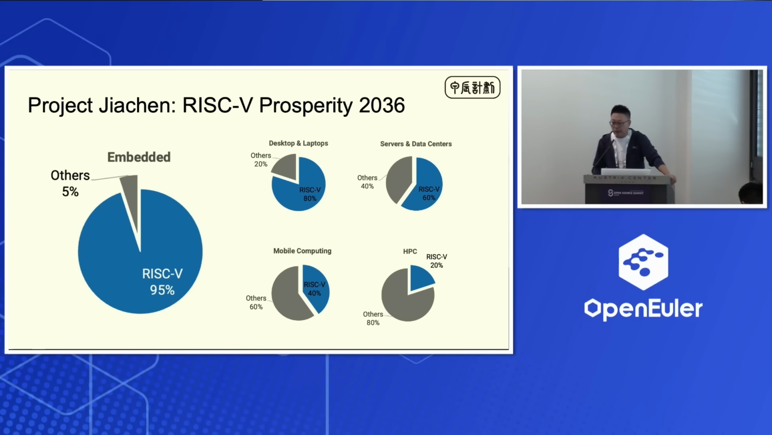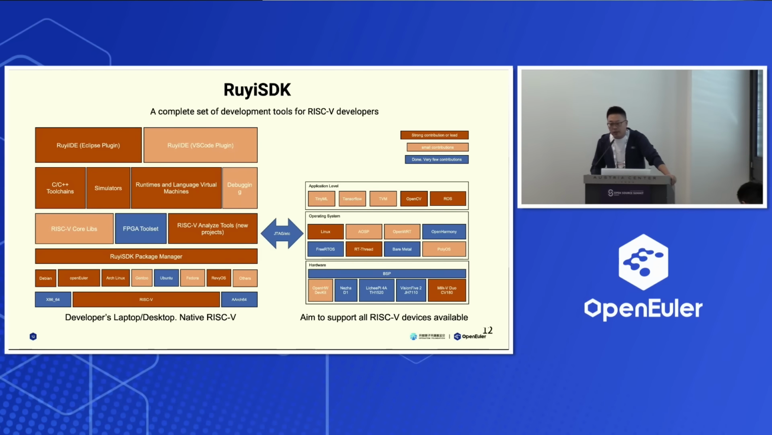And to solve this, we have done a lot of work on the software side. My team is working on a project called Ruyi SDK. It's just for developers. RISC-V has its own characteristics: every company can design its own RISC-V chip and its own custom instructions. The software community can only support the standard extensions for RISC-V, and there are many custom vendor-specific instructions and combinations of RISC-V that need to be supported.